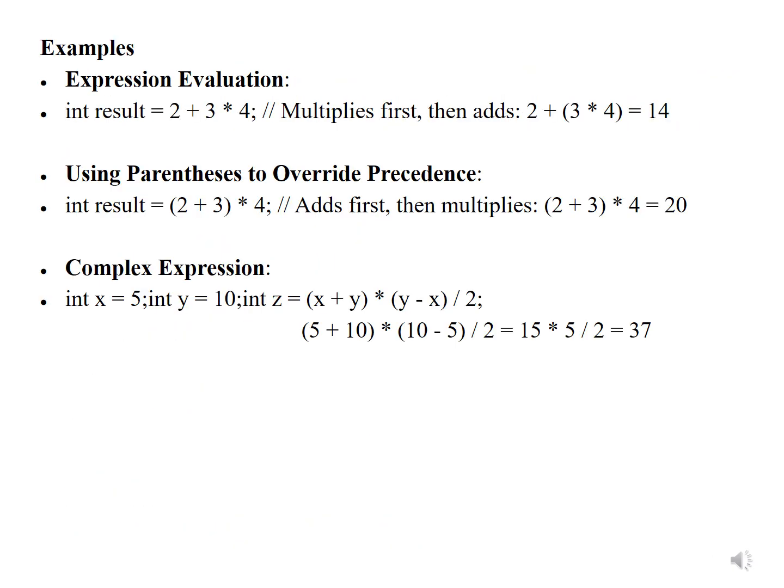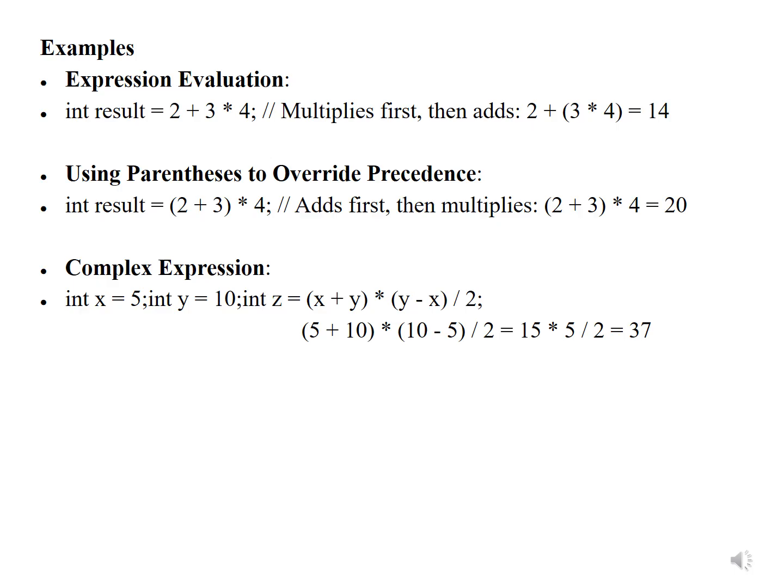Observe this slide. In this slide, we explain and give examples on evaluating expressions. For example, if we write in the program int result = 2 + 3 * 4, we will do this: first, we multiply 3 into 4, then we add the answer to 2. The answer will become 14. Then we can also use parentheses to override the precedence. Here we can write int result = (2 + 3) * 4. The expression enclosed in parentheses, that is 2 plus 3, will be added first and then multiplied. The answer will become 20.